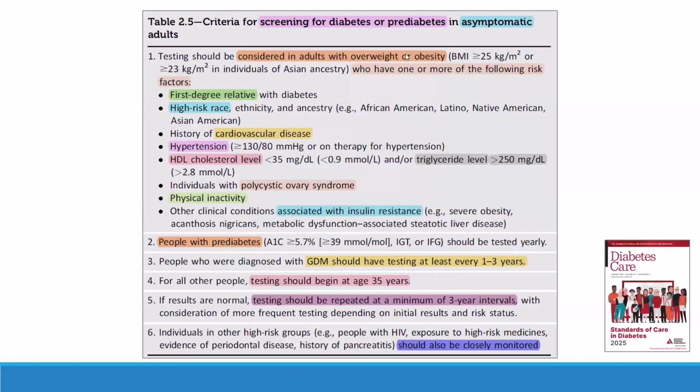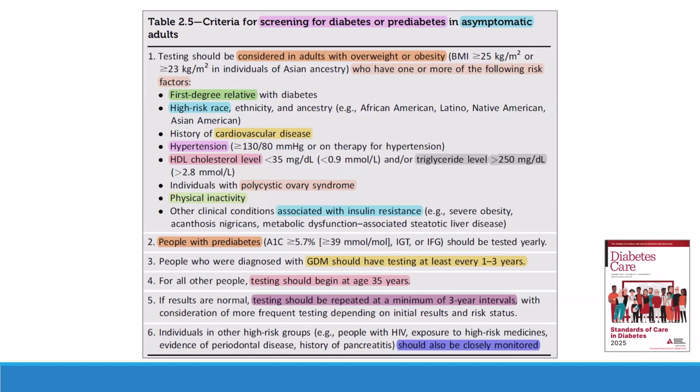And this is when to screen for diabetes mellitus in a patient with obesity. The American Diabetes Association recommends testing for diabetes mellitus in all adults with overweight or obesity who have one or more of the following risk factors. This is a very, very important risk factor to know. A first degree relative with diabetes is a risk factor.